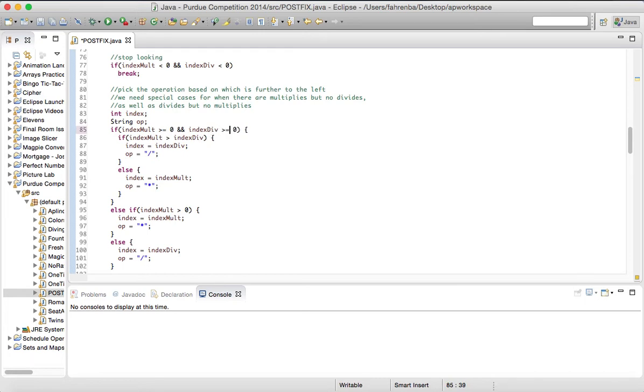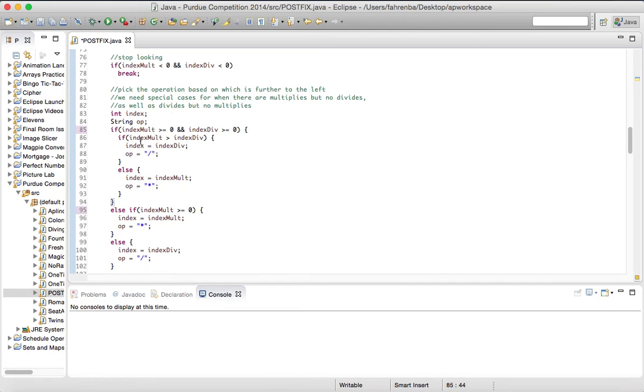It's not wrong. You can't have an operator all the way to the left in an infix or a postfix expression, so it can't be at position 0. If that happened, that would be bad. So just in case it happens, I'll add that in here. This would probably cause our program to crash if that situation ever did occur, so we shouldn't have to worry about it. But I'm checking to see if I have both a multiply and a divide.